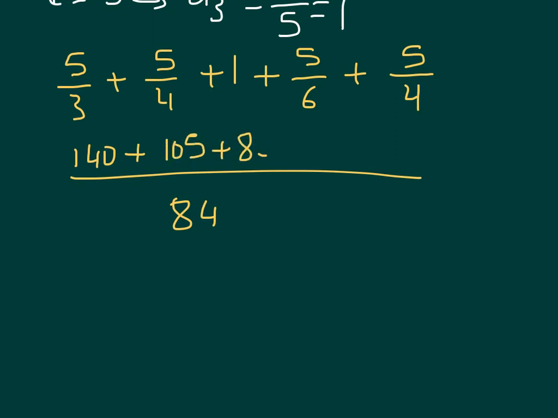Here we're going to multiply by 84. And here it's going to be multiplied by 14, so that'll give us 70. Here we're going to multiply by 12, and it's going to give us 60, for a grand total of 459 over 84.